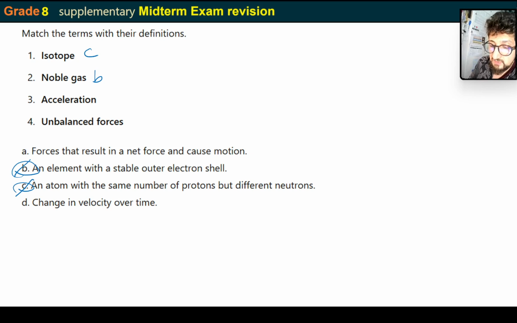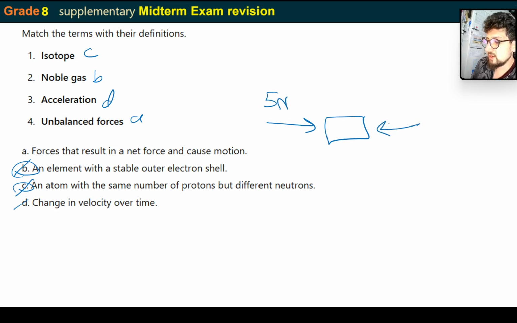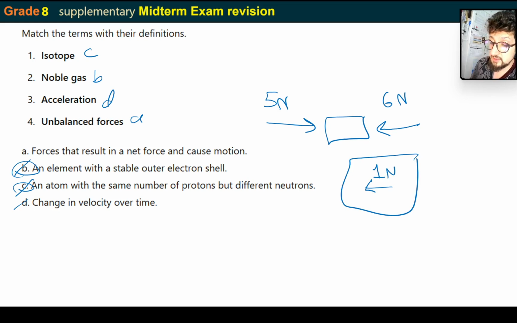Acceleration is change in velocity over time, or change in speed or direction over time. And unbalanced forces are forces that result in a net force or cause motion. So an example of which is this box, for example. If we have 5 newtons on the left and 5 newtons on the right, those are balanced, completely balanced, zero. Whereas if I have 6 newtons on the left and 5 newtons on the right, then there will be a net force of 1 newton to the left. Okay, and suddenly they are unbalanced. So this is an example of an unbalanced force.